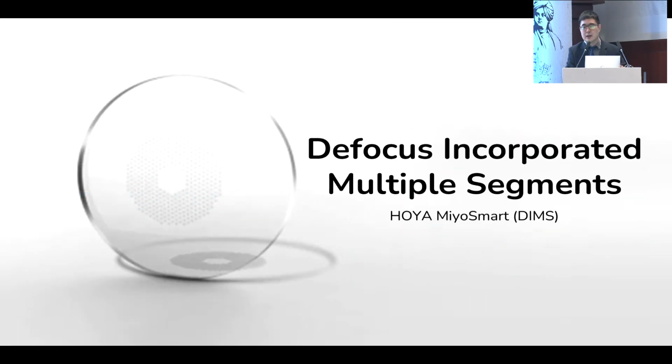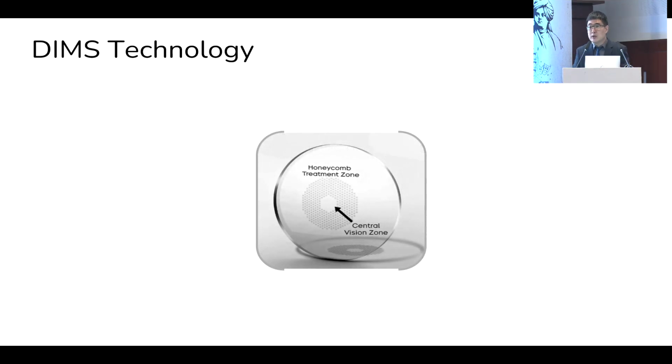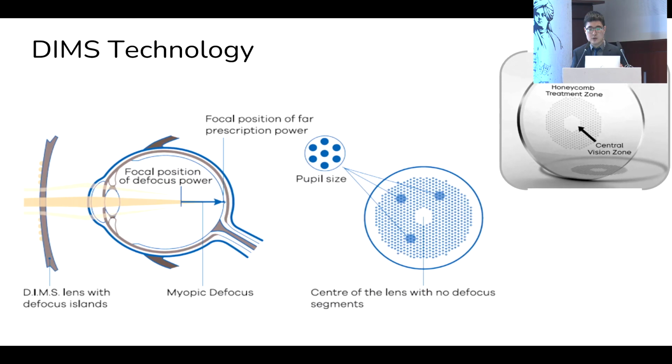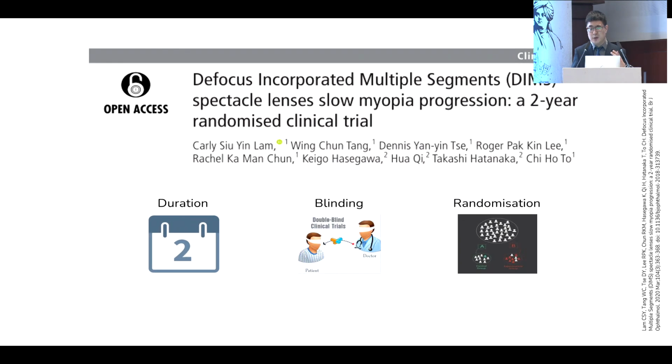So the first one that came out in the market is the defocus incorporated multi-segments, that is by Hoya, and it's called the Hoya MyoSmart. Basically, it has a honeycomb zone arranged in hexagonal regions, especially if we were to differentiate with the other new lens. This is a hexagonal region with the central clear zone. Basically, it helps to defocus the periphery so that it results in a myopic focus and helps to reduce or retard the overall myopia progression.